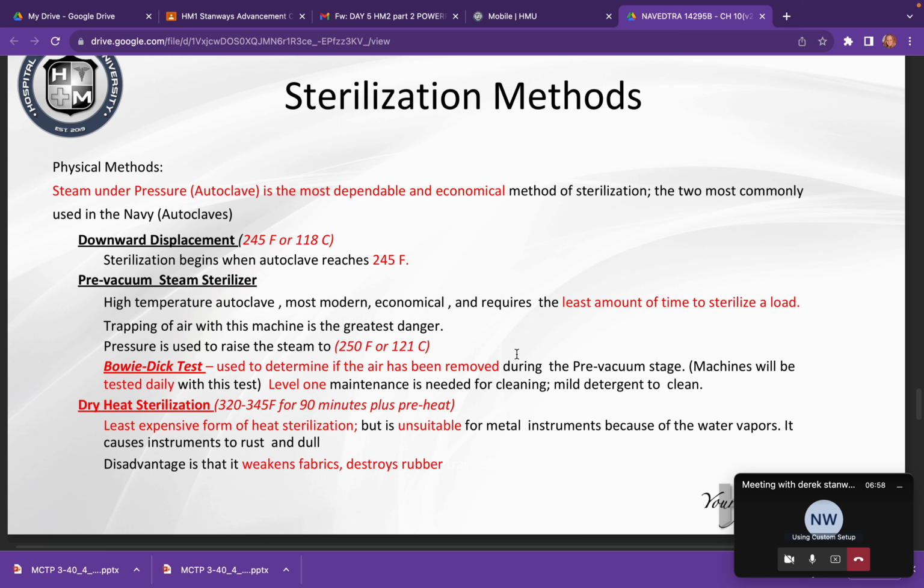So I want you to put a double star next to the 250 or 121. I don't know if you've noticed, you've paid attention and seen that before. Guess what that is? Can anybody tell me? Where have you also seen this?